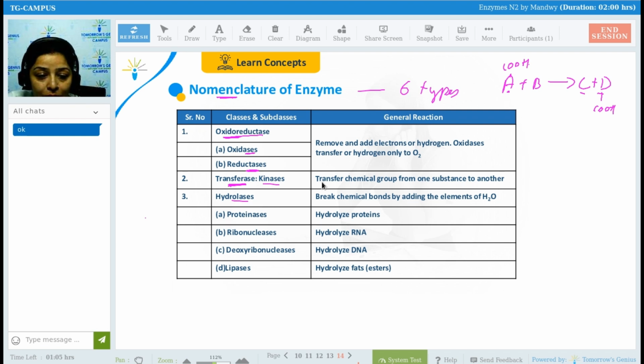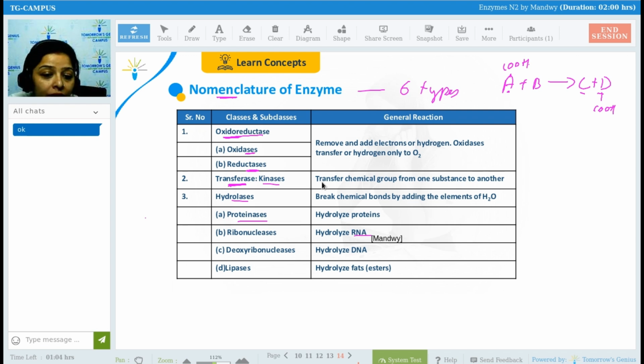Hydrolysis. If any enzyme has the ability to hydrolyze, hydrolyze means addition of H2O, right? So if any enzyme is accelerating the hydrolysis process, or hydrolyzing a substance, for example, if it is hydrolyzing the protein, then this type of enzyme is proteinases.